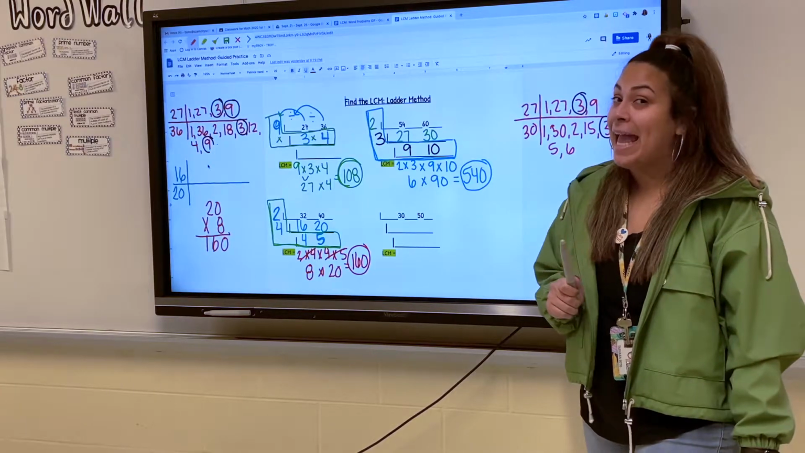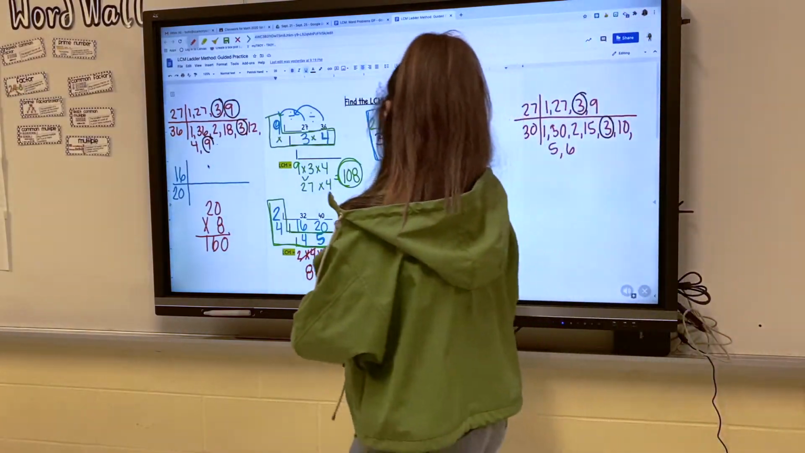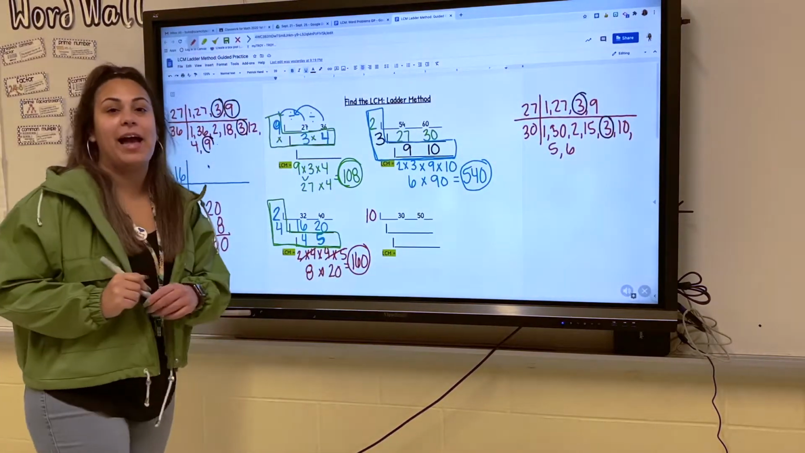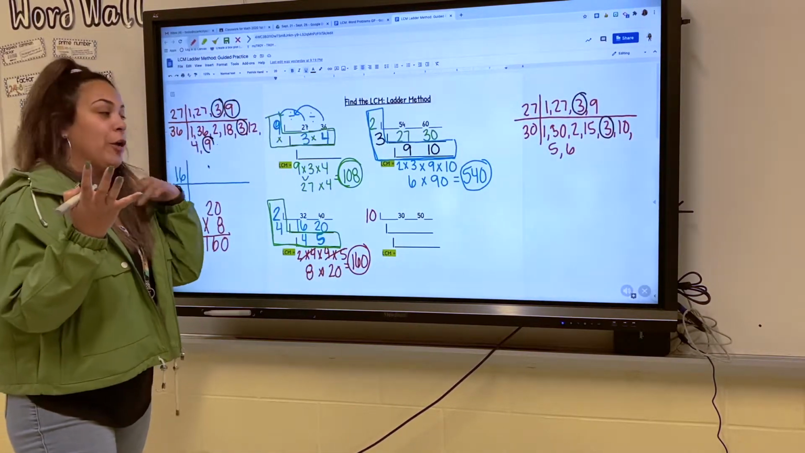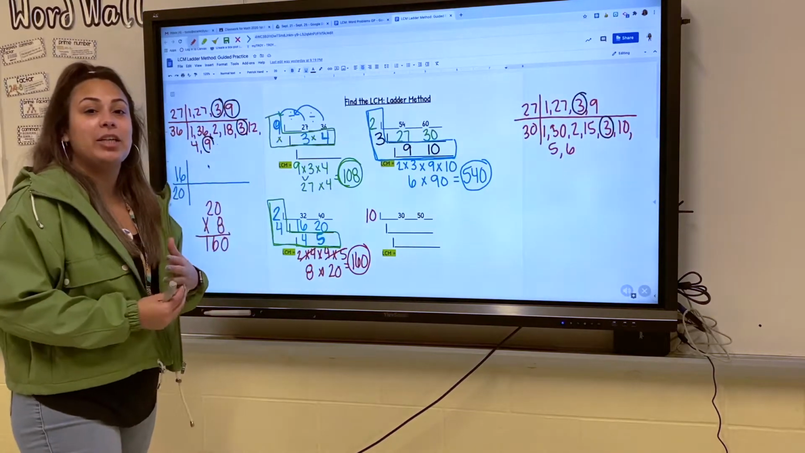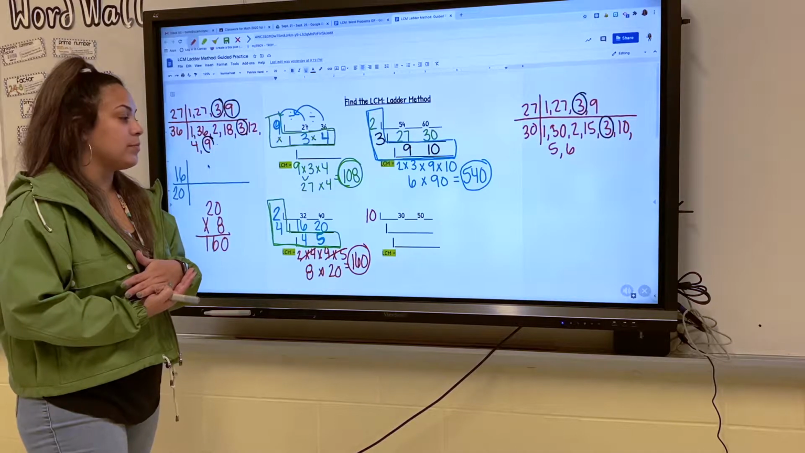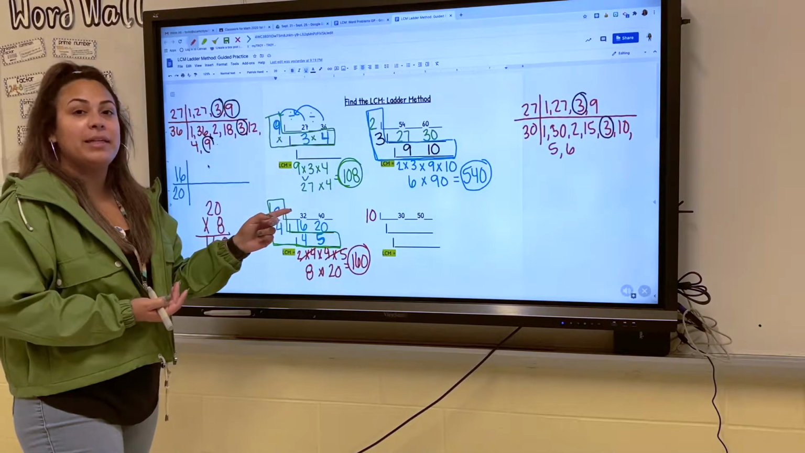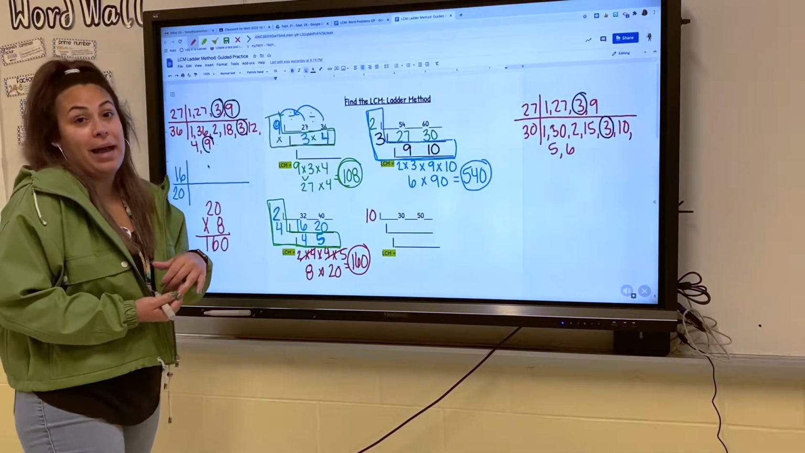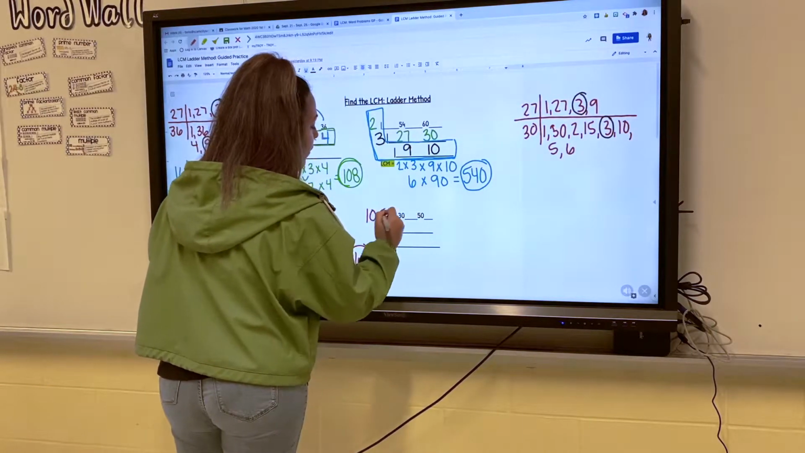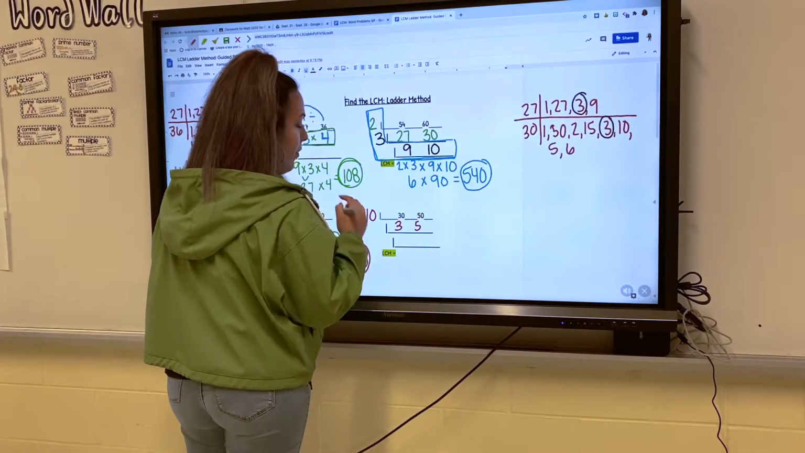If you said 10, you are right. They do have 10 in common. So we write 10 on the outside because that is a factor they automatically share. Remember, if both of the numbers end in 0, they are automatically divisible by 10. So now I'm going to divide each number by 10. 30 divided by 10 is 3. 50 divided by 10 is 5.